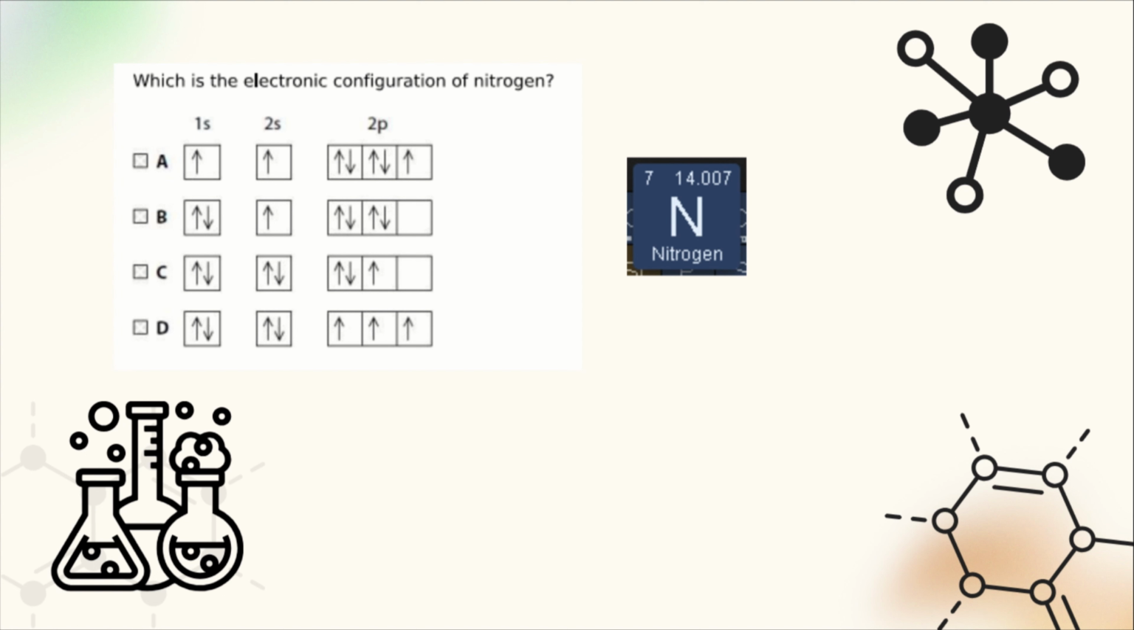Same as option B. 1s is completely filled, but 2s is not filled and we have started to fill 2p, which is wrong. For option C, 1s is filled, 2s is filled, but in 2p we have 3 electrons and the third orbital is not occupied, but the pairing has started. So this is wrong. We need to occupy all of the orbitals with at least 1 electron before we start pairing. The correct option would be D. 1s is filled, 2s is filled, and 2p is half filled.